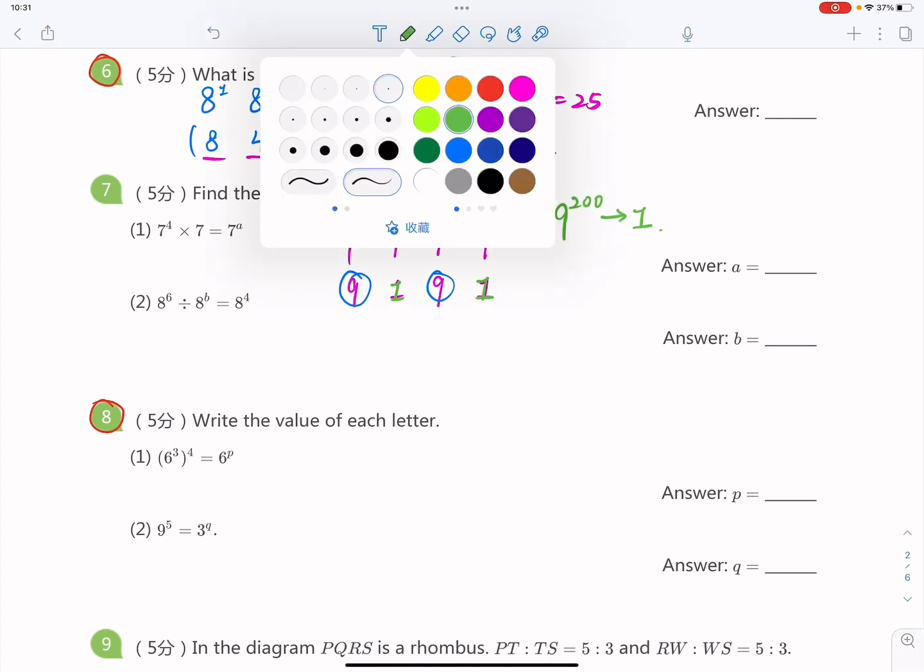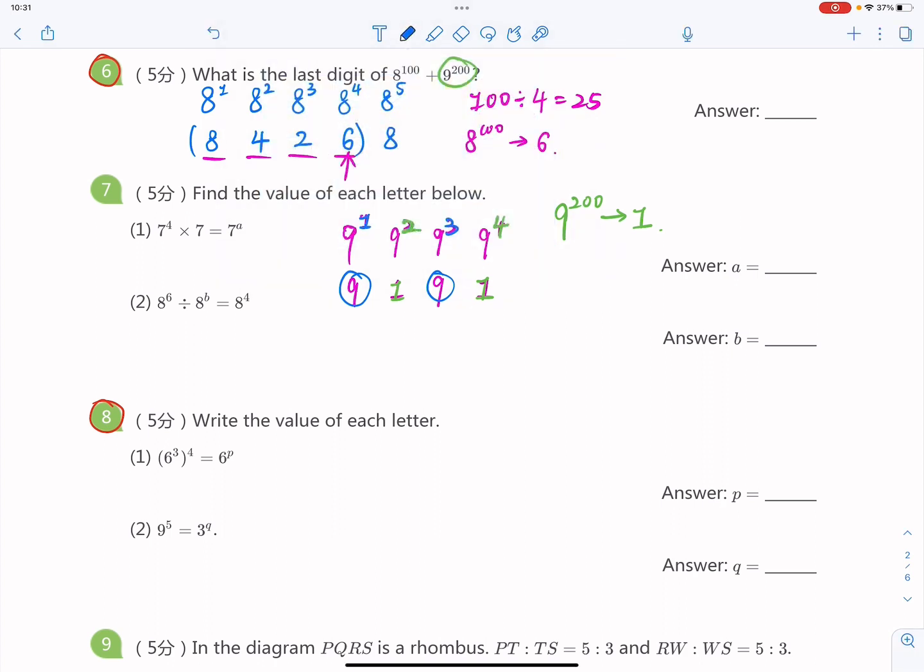And then we can get the final answer to the question. What is the last digit of 8 to the power of 100? We know that is 6. What's the last digit of 9 to the power of 200? We know that is 1. If you add that together, the last digit will be 6 plus 1, you get 7. So the answer to the question is 7.